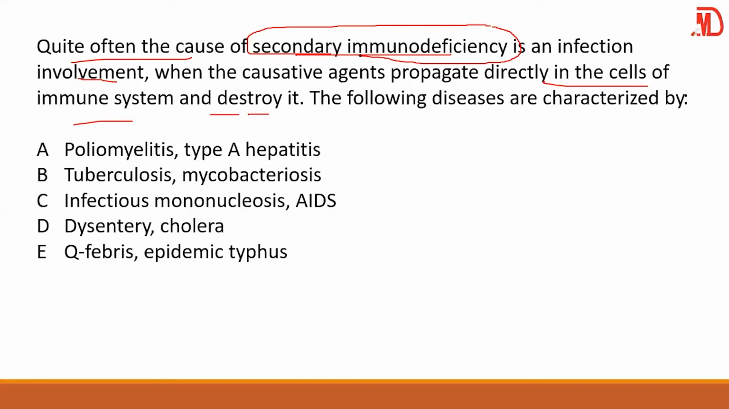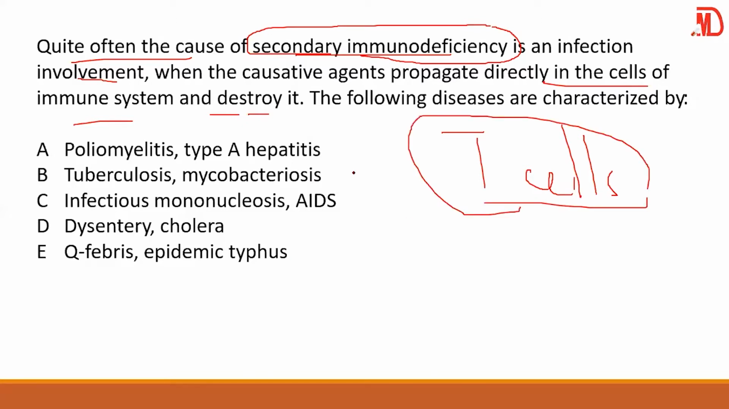Again, when we're talking about immune deficiency, we are normally referring to the T cells, basically, or the lymphocytes. We're referring to the T cells because they are the cells of immunity. So which of these diseases attack T cells? That's what the question is all about. Which of these diseases attack T cells to give us the immune deficiency?